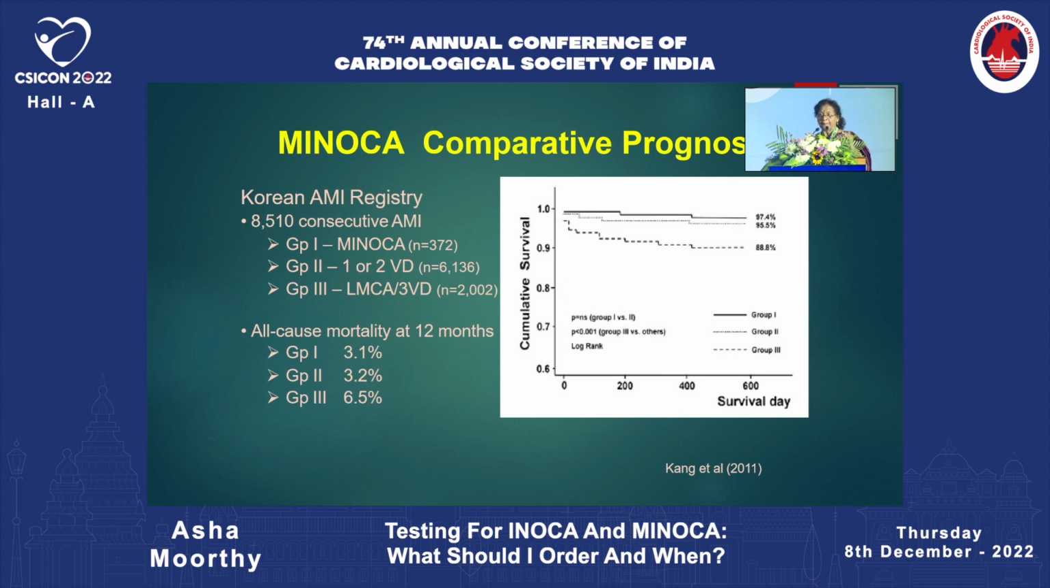If we look at the comparative prognosis, the Korean AMI registry showed about 8,510 consecutive AMIs which were categorized into group 1, group 2 and group 3. It was found that group 1, that is MINOCA, had a better cumulative survival as compared to those patients who had a 1 or 2 vessel or left main stem obstruction.